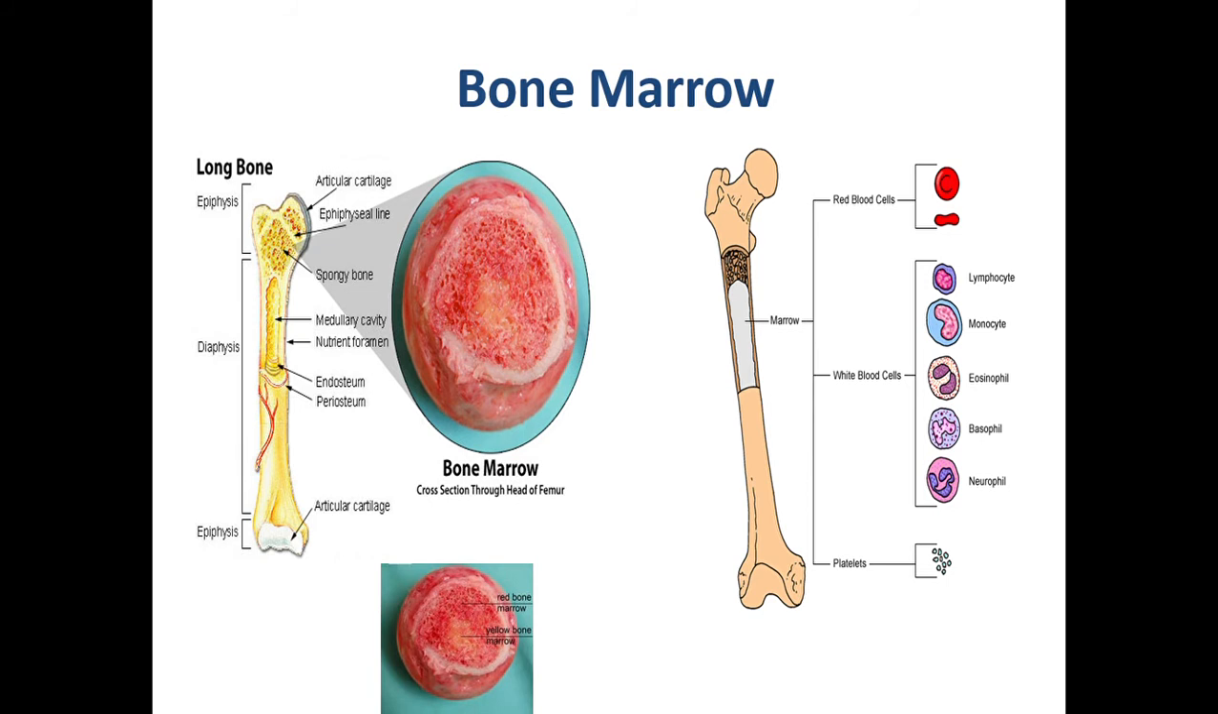Also in the illustration is a cross section of the head of the femur. You can see the color red, which is the red marrow, and at the center, we have the color yellow, which is the yellow marrow. There is more red bone marrow compared to yellow bone marrow. In the red bone marrow, we have the different cells of the body: the red blood cells, the white blood cells, and the platelets.